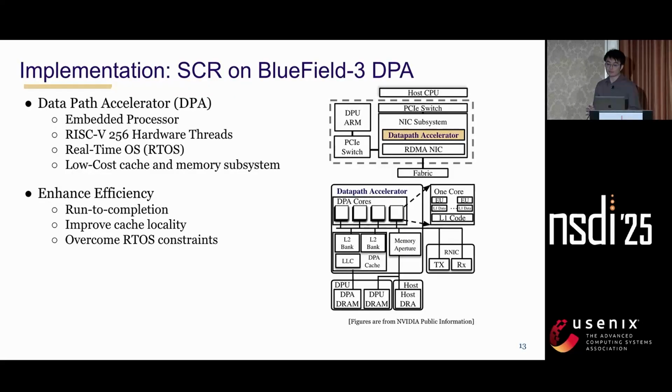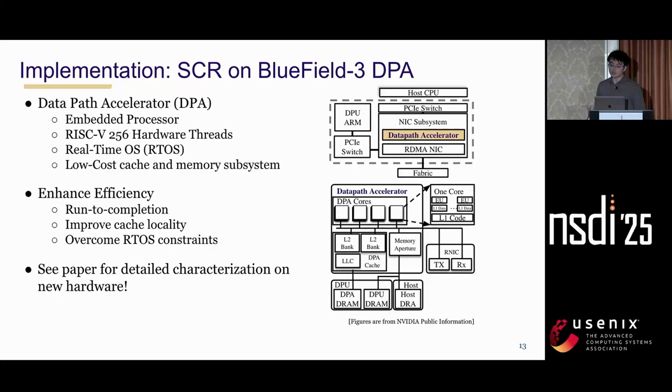DPA is a low-profile embedded processor. To further improve performance, we take the run-to-completion model and improve cache performance, and we overcome some RTOS constraints, such as lacking the runtime support for thread management. BF3 and DPA are new hardware, so please check our paper for detailed characterization and implementation.